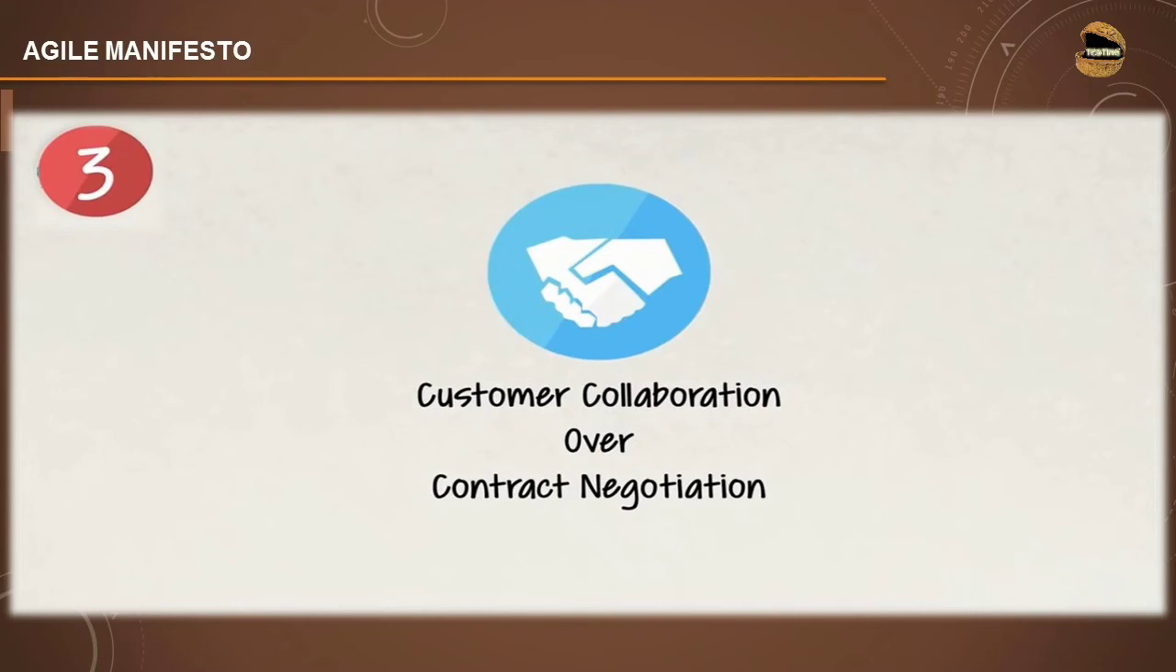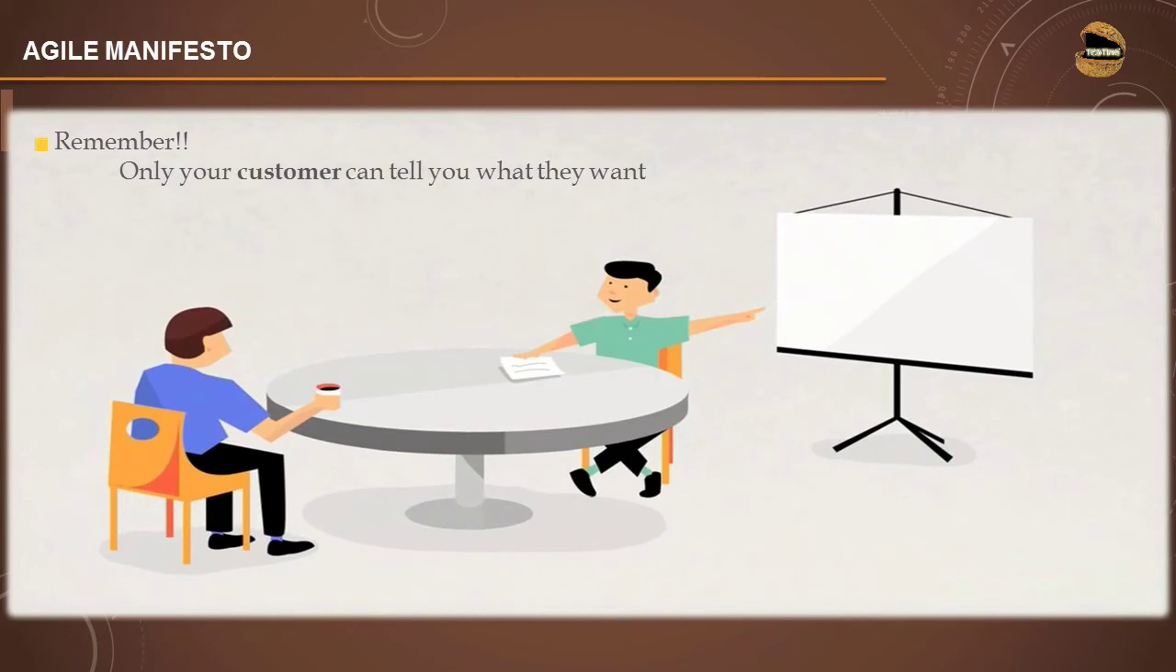Because the customer will be correcting you now and then with all the details and accuracy that you want to put in your product. And don't forget that only your customer can tell you what they want, not anyone else. So if the customer is a part of your process, then definitely they will tell you that this is not the one I'm looking for.